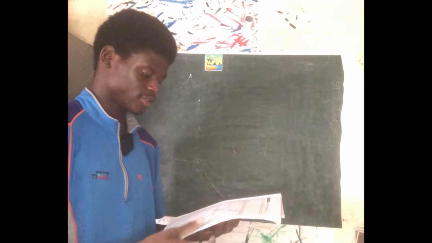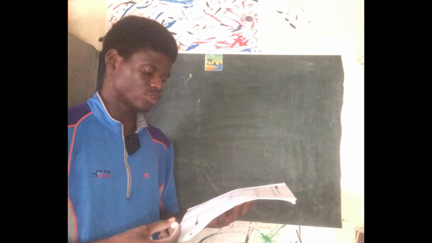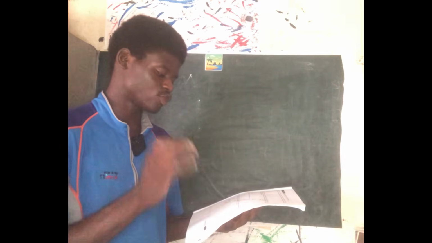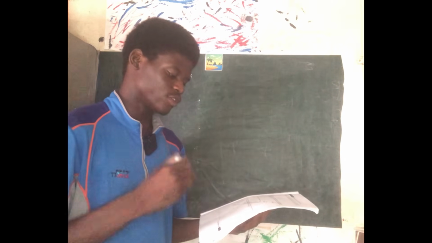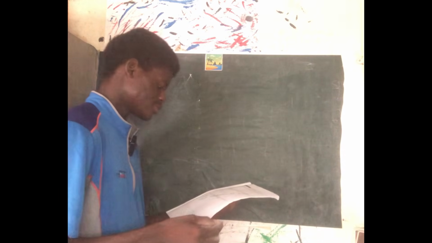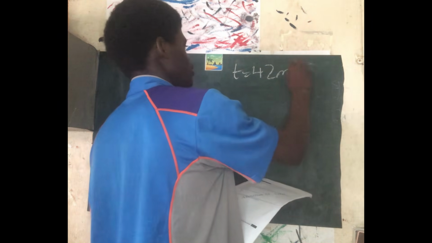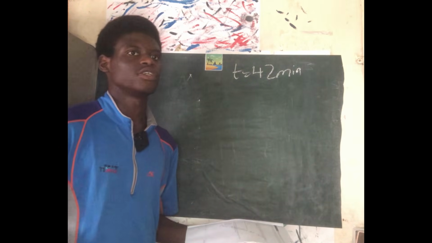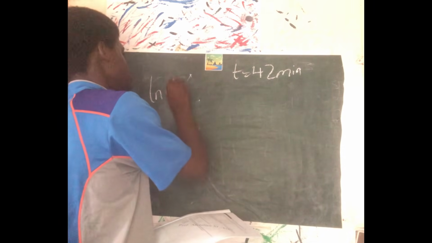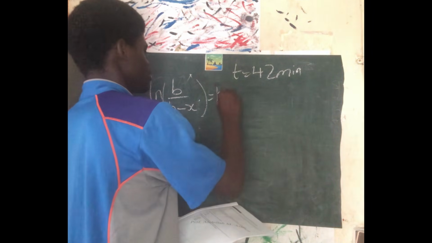So question number 13. They said it takes 42 minutes for the concentration of a reactant in a first order reaction to drop from 0.45 molar to 0.32 molar at 25 degrees Celsius. How long will it take for the reaction to be 90% complete? So time is 42 minutes. This question is testing our knowledge on integrated rate law. For a first order reaction, the formula is ln of B over B minus X equals kt.